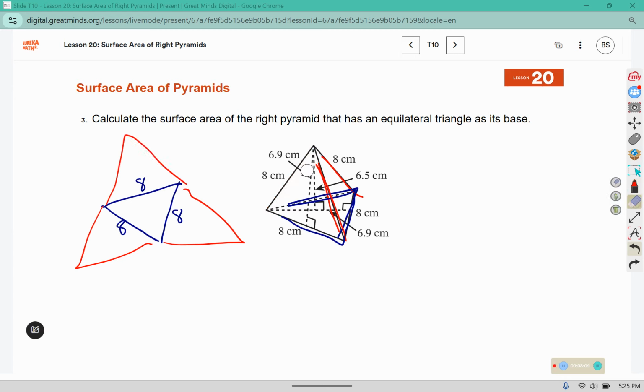And these triangles on the sides have a height of 6.9. The 6.5 is just representative of the height of the pyramid, but not the height of the triangle. And it also shows that the height of the triangle on the bottom is 6.9 as well.